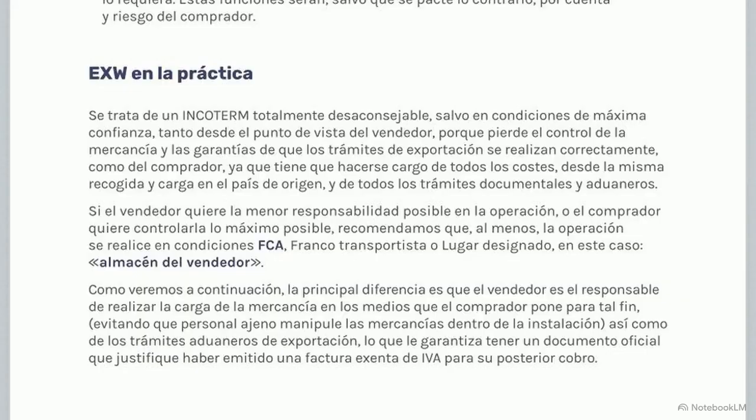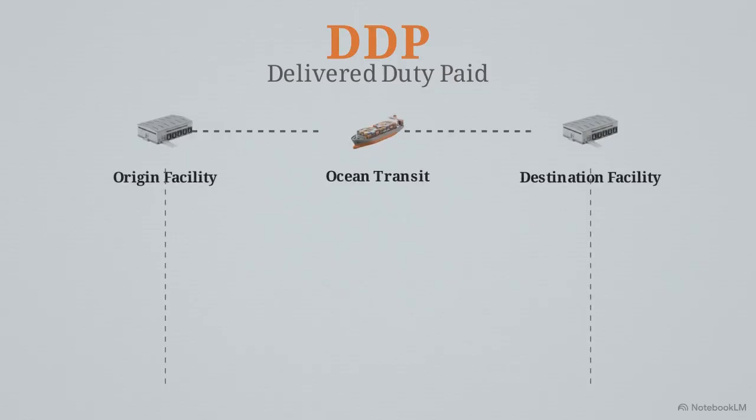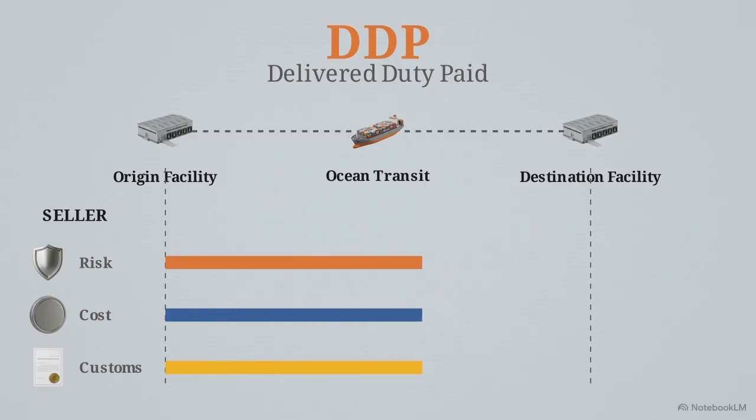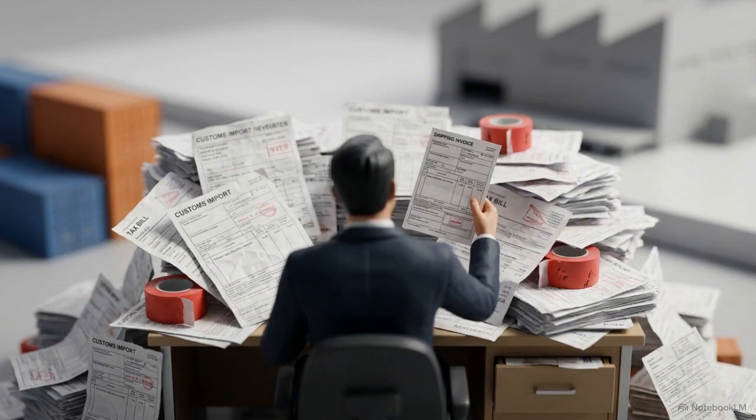As detailed in this official excerpt, if the foreign buyer fails that export procedure, the seller loses the specific documentation required to justify VAT or tax exemptions on an international sale. Jumping to the opposite end of the spectrum, the diagram models DDP, or Delivered Duty Paid. The seller's risk, cost, and customs bars now stretch entirely across the ocean, right up to the destination facility. Under DDP, the seller accepts the maximum possible liability. They are now fully responsible for clearing foreign import customs and paying all destination taxes.